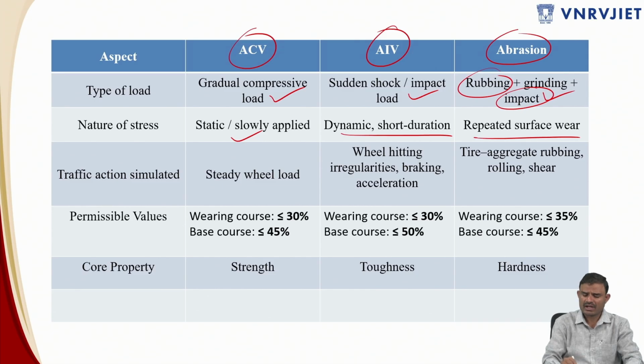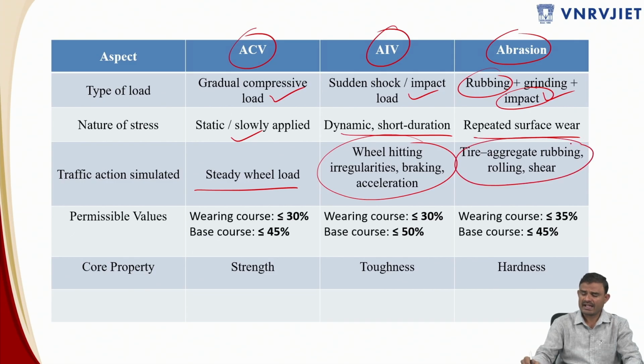abrasive charge. So for the traffic action simulated, aggregate crushing value is a reflection of the steady wheel load which is moving onto the surface of the pavement. Along with this is wheel hitting due to irregularities, potholes or speed breakers, whatever it is, and also the effect generated due to acceleration or deceleration of the vehicle. And this is the tire and aggregate rubbing action, or any material which is coming in contact with the aggregate particles. That is the type of traffic action simulated in terms of the abrasion test.